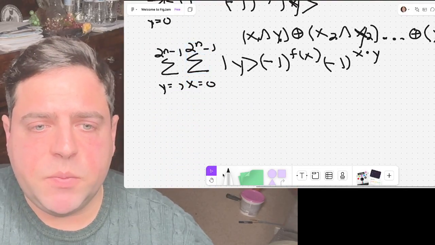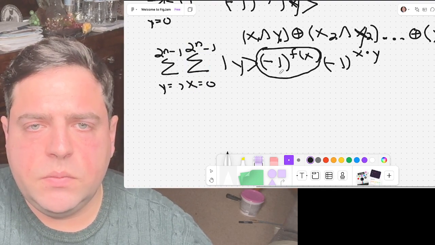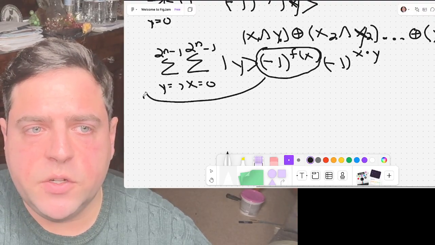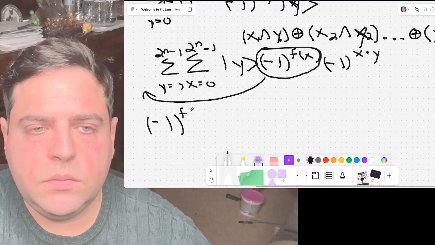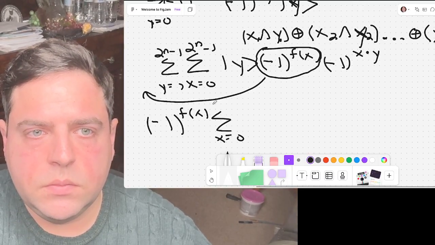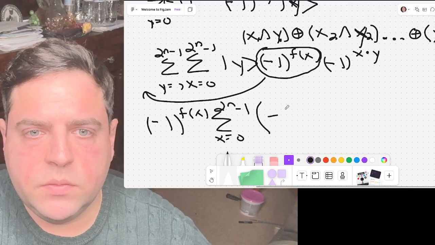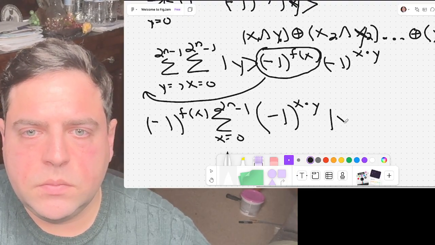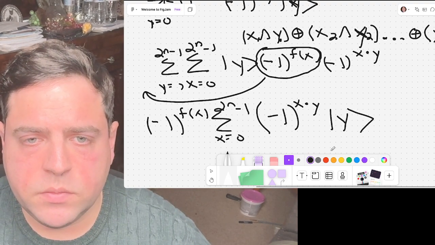Now we have this expression here, and I want you to notice that if f of x is a constant function, it can actually come right out here outside the summation. Ignore y for now, and I want to concentrate on this. Okay. And what do we notice about this?